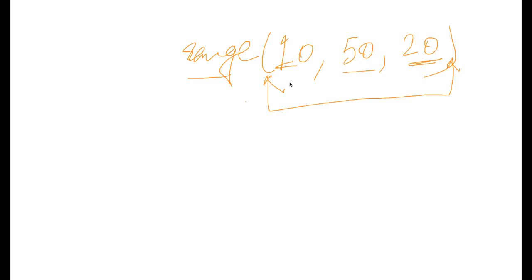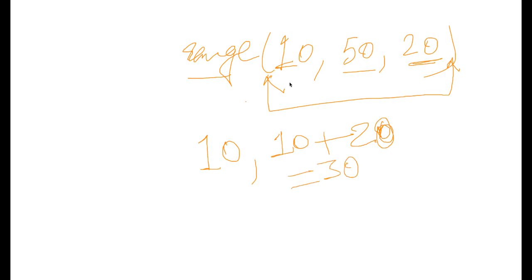First value will always be 10, and second value 20. Why 20? 10 plus 20, because the step size is 20 now. So this is 30.